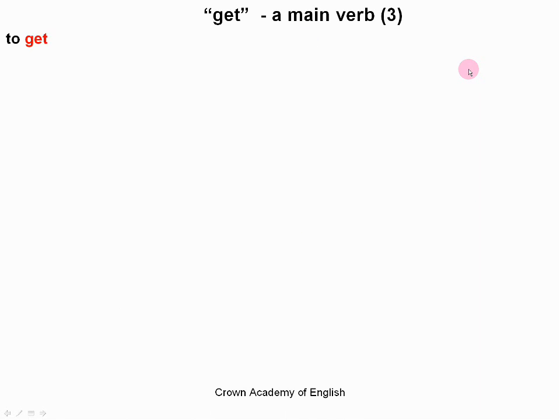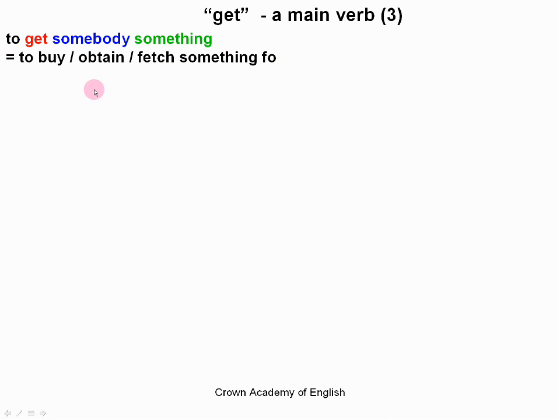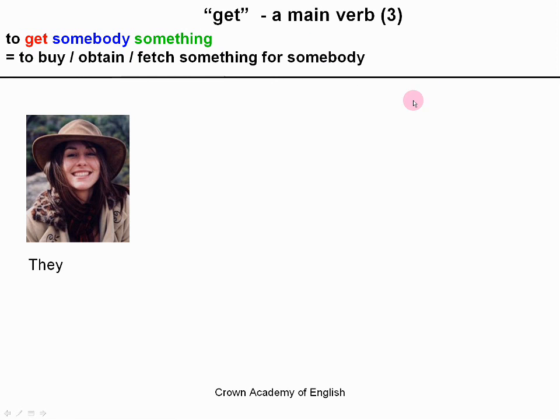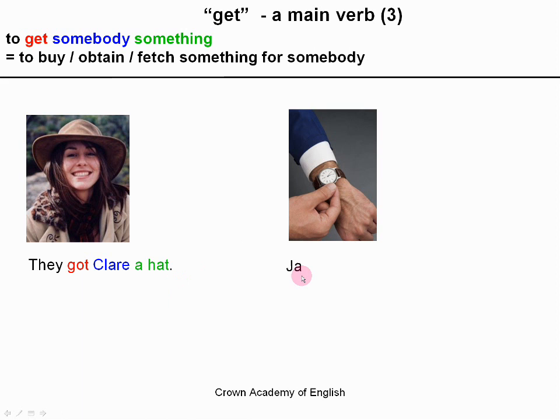Definition 3. This is slightly more complicated. To get somebody something means to buy, obtain, fetch something for somebody else. They got Claire a hat. Jane got Mark a watch for Christmas.